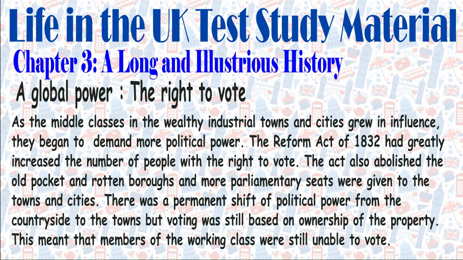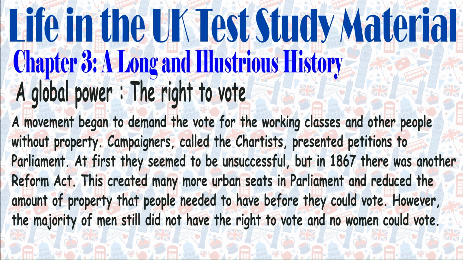There was a permanent shift of political power from the countryside to the towns, but voting was still based on ownership of the property. This meant that members of the working class were still unable to vote. A movement began to demand the vote for the working classes and other people without property. Campaigners, called the Chartists, presented petitions to Parliament.